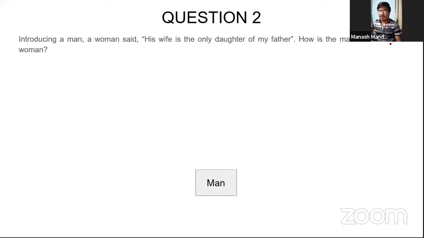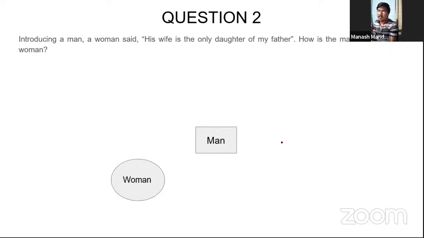So let us draw. Introducing a man, a woman. So this is the man. So introducing this man, the woman said, his wife. So whose wife? So this man's wife, right? So this is the woman, and this woman is introducing this man. So what did the woman say? The woman said that this man's wife is the only daughter of my father.